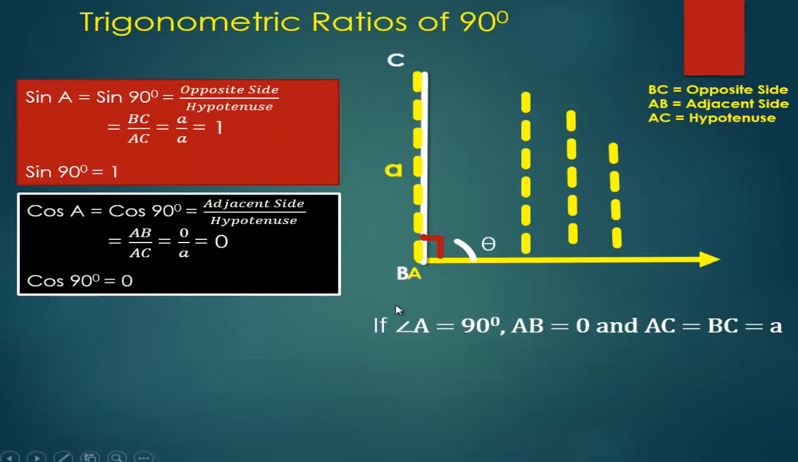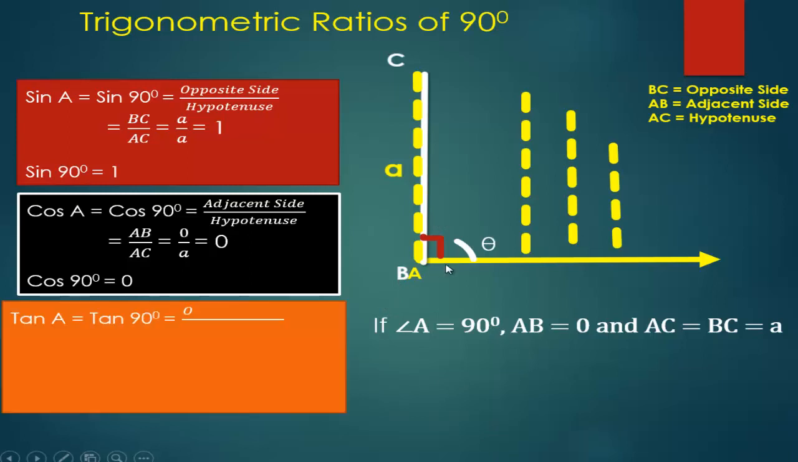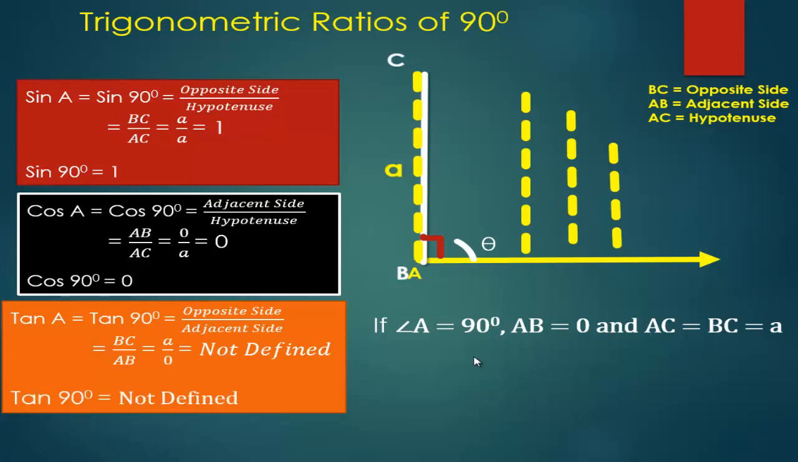Next, tan. Tan means opposite side by adjacent side, that is tan 90. Tan 90 equals opposite side by adjacent side. Here the opposite side means BC. BC is equal to a and the adjacent side means AB, that is 0. That is BC by AB, that is a by 0. a by 0 is not defined. Therefore, tan 90 is not defined.